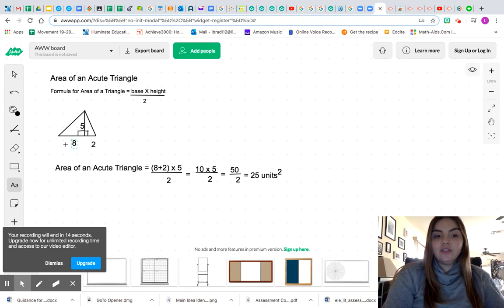The same practice, you just have to make sure you combine these 2 down here before you go ahead and find the area. We're going to do some practice problems next, and then you're going to have an exit ticket. All right, let me know if you guys have any questions.